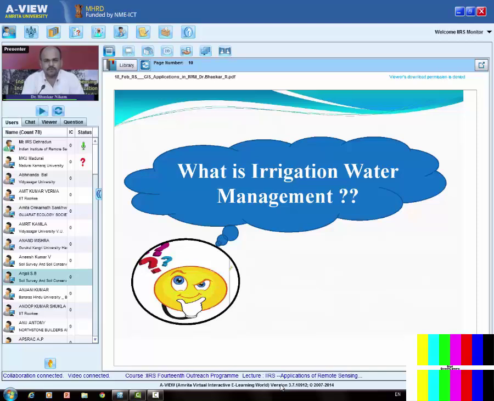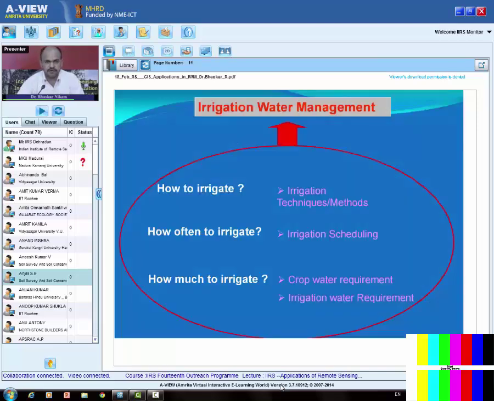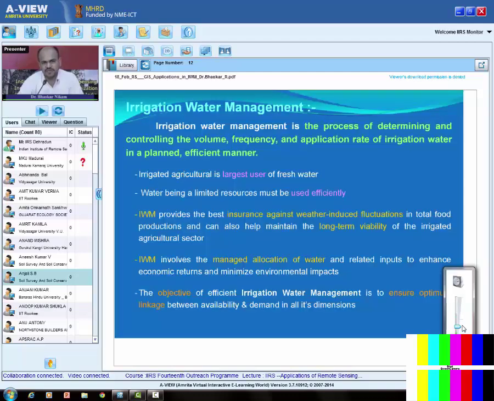So the question comes, what is actually irrigation water management? If we are able to answer these questions properly, how to irrigate, how often to irrigate, and how much to irrigate, we are actually managing the irrigation water. What techniques give us the answers to these questions? The first is irrigation techniques, which tell us how to irrigate. Irrigation scheduling tells us how often to irrigate. And the crop water estimation, or irrigation water requirement assessment, tells us how much to irrigate. All these things you can derive using remote sensing and GIS inputs.